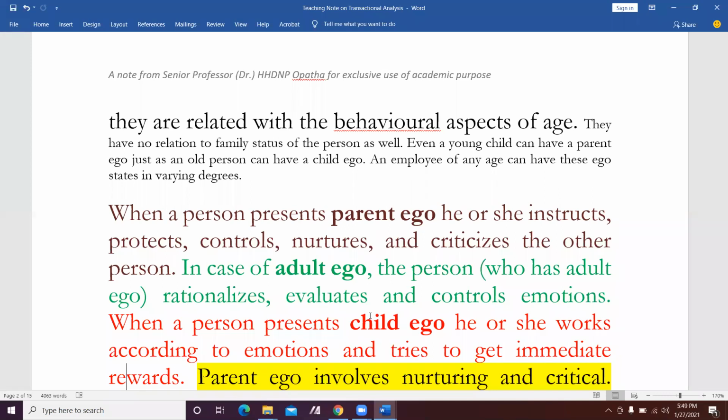Understand? Right. Then in case of adult ego, the person rationalizes, evaluates, and controls emotions. So therefore, if you use adult ego, you should be rationalizing things. You should evaluate things objectively by using certain criteria. Then you should control your emotions. You should control your moods. If I am controlling my emotions, I am controlling my emotion because I am using adult ego. Adult ego. Not egos, eh? Sometimes I might pronounce egos for ease. Okay, ego.